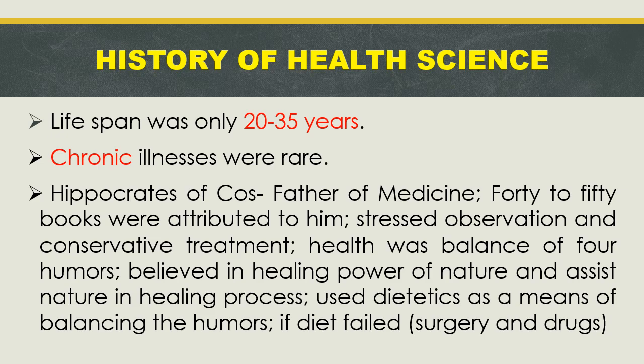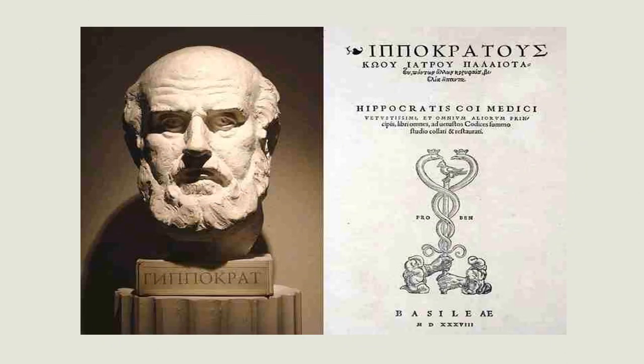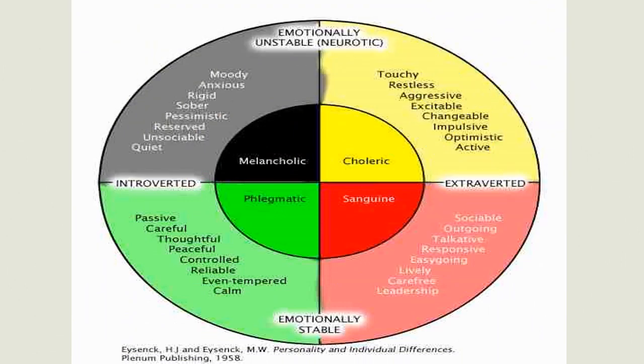So, yun. Si Hippocrates, this is Hippocrates. This is a sculpture of Hippocrates. So, yun. So, this figure depicts the theory of Hippocrates and his successors, which is about the 4 humors of the body. So he believed that the body consists of 4 humors, namely the black bile, the yellow bile, the blood, and the phlegm. So ito yung descriptions for those 4 humors.